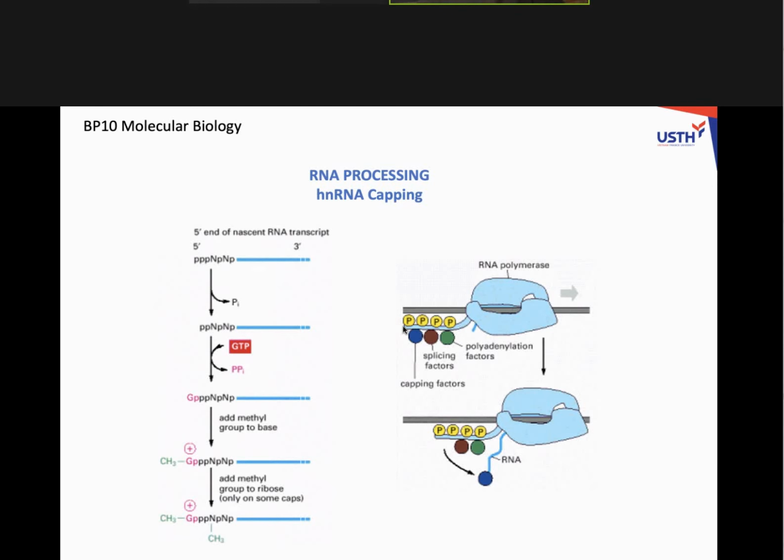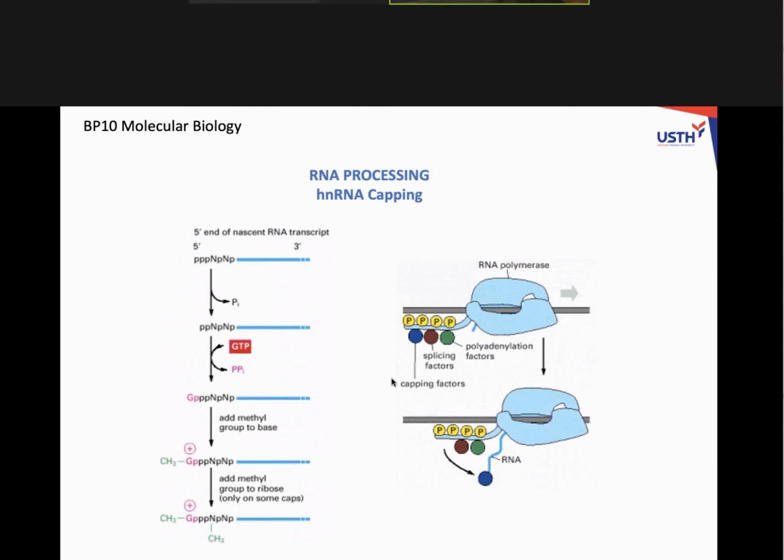This C-terminal tail needs to be phosphorylated to have RNA polymerase active, but it's also the site of interaction of plenty of other factors. And look at the names of those factors.